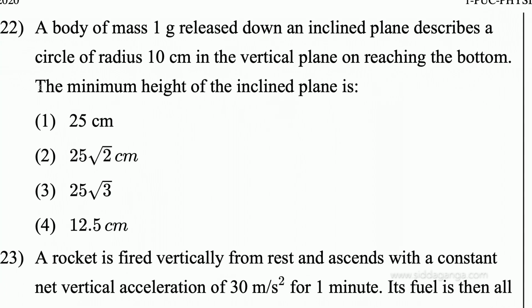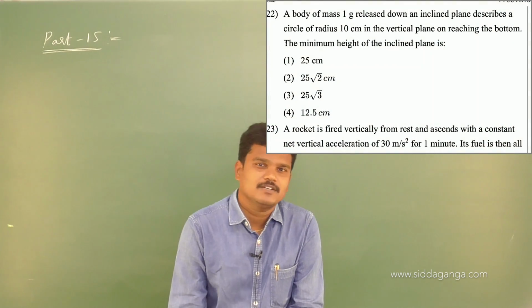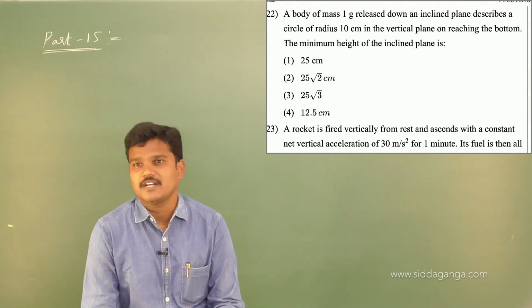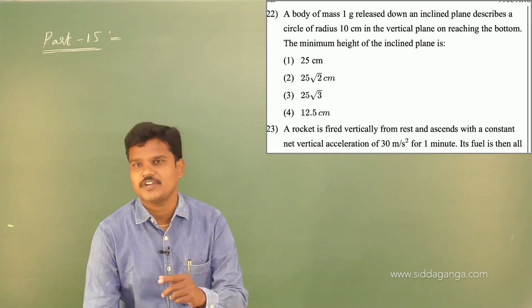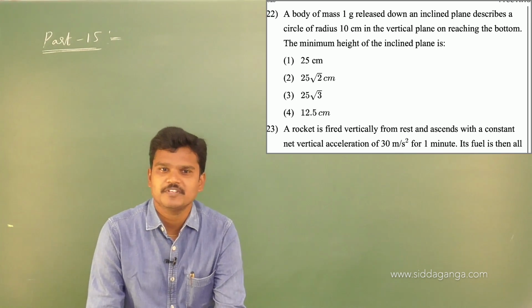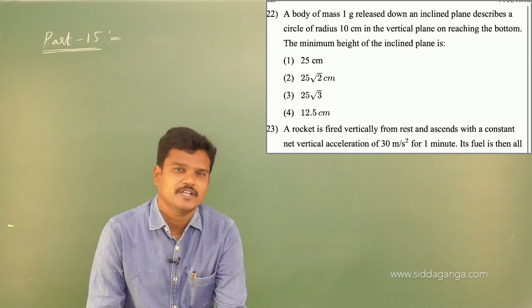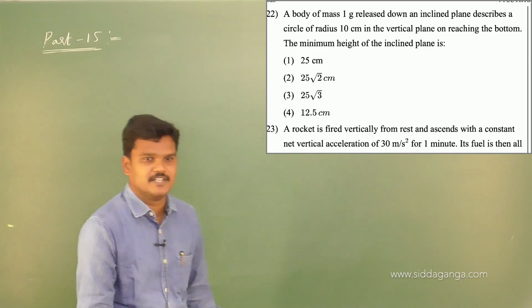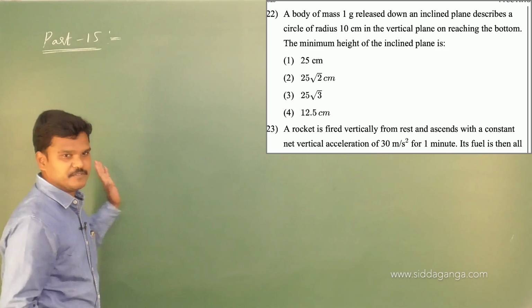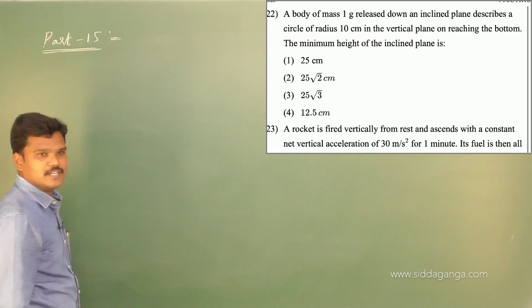A body of mass 1 gram released down an inclined plane describes a circle of radius 10 centimeter in the vertical plane on reaching the bottom. The minimum height of the inclined plane is, see this concept also covered. So a body of mass 1 gram is released down an inclined plane and is going to describe a circle of radius 10 centimeter. I hope you remember the formula, minimum height 5r by 2. Sorry, I think it is 5h by 2. Let me check whether it is 5r by 2 or 5h by 2. I got confused, let me verify that. So the minimum height of the inclined plane.